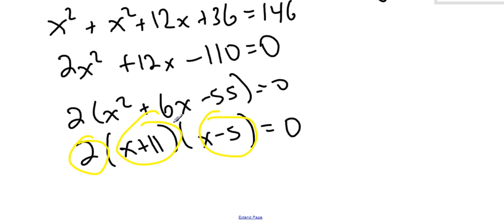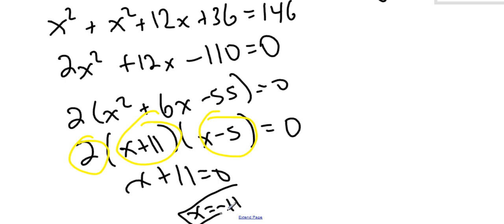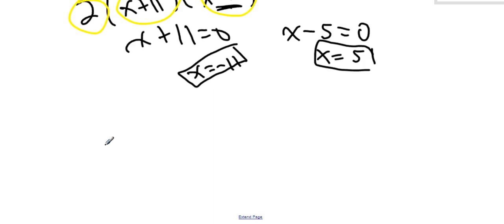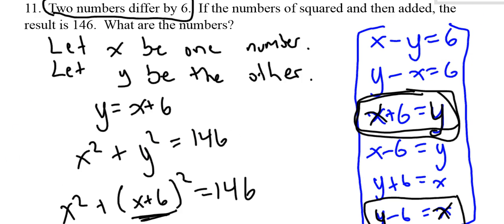So let's see if we can make these three things 0. It's impossible to make 2 into 0 because 2 is a different number, so we can skip that. But this first bracket, x plus 11, we can make that into 0 if we let x equal negative 11. So that's one of my roots, or one of my solutions for x. Or if I take this other bracket, then I know that if x equals 5, I have a 0 here. So there's my two roots: x is negative 11 and x is 5. Let's go ahead and see if they both make sense.